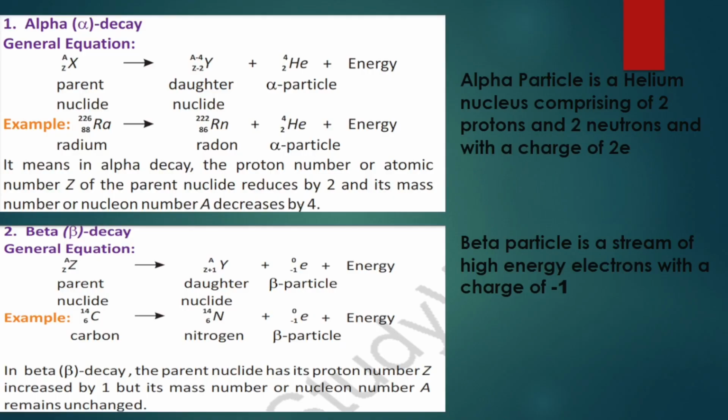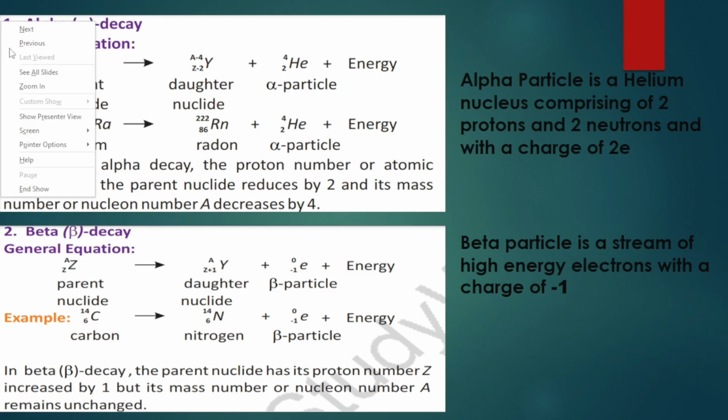So there are three types of radiation through which an unstable nuclide can stabilize itself. They are alpha decay, beta decay and gamma decay. All three radiations have different properties.